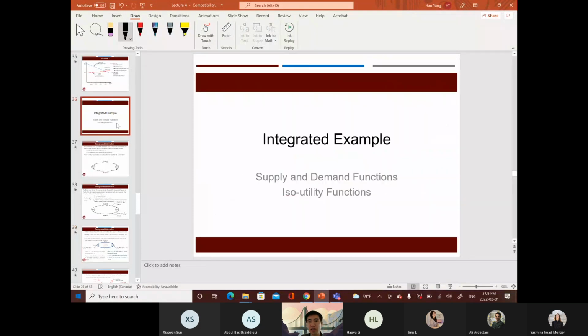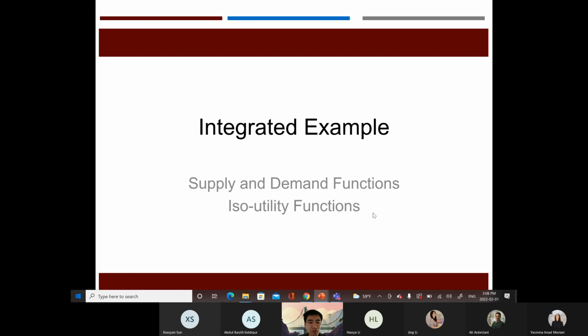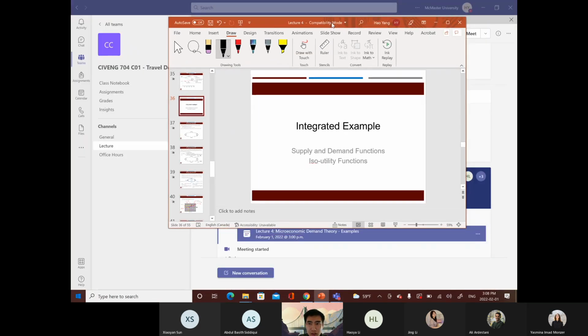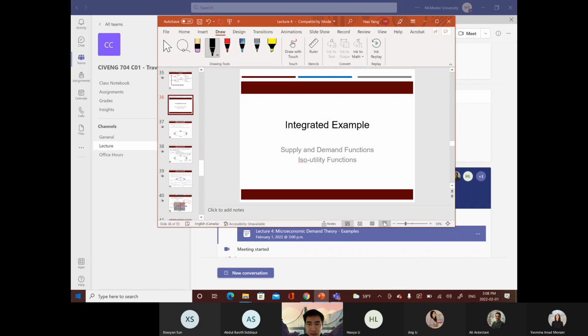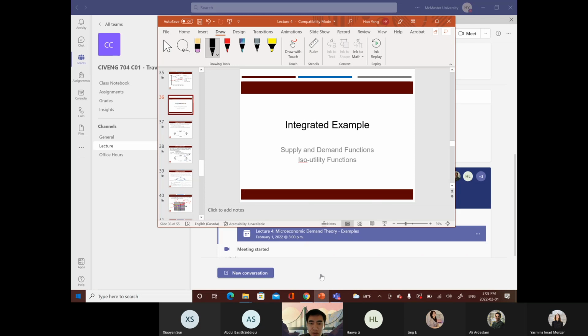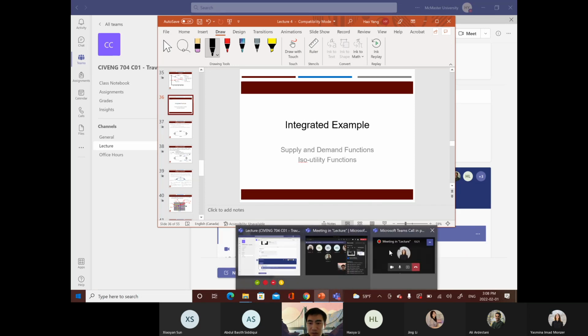Okay, so this is where we left. And in the lecture today, well, in the first part of the lecture today, we're going to go through the logic. Just a moment, let me try to exit the sharing first and then share it again.